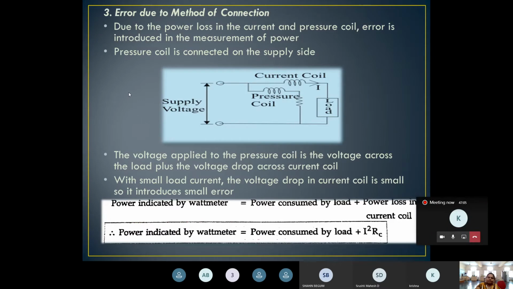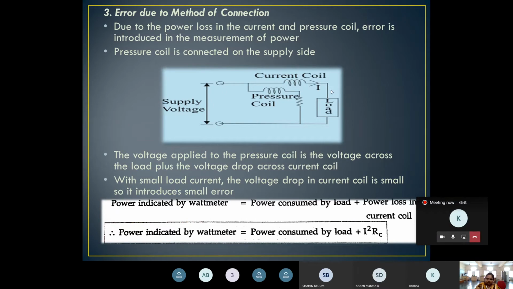That is the second one. Next, the third one, error due to the method of connection. Here, the first circuit is shown. Due to the power loss in the current and pressure coil, error is introduced in the measurement of power. Due to the power loss in the current coil and also in the pressure coil, both the coils have some losses occurring. Okay. How can we avoid those?